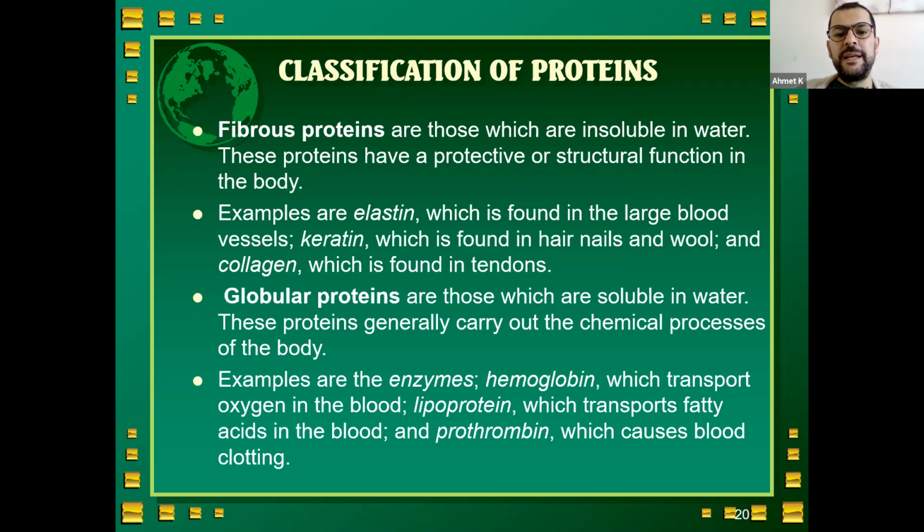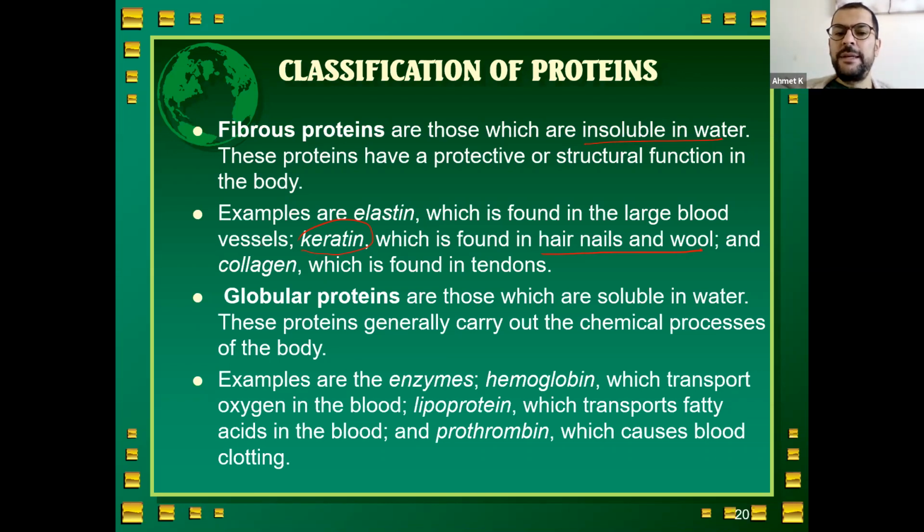And this is one of the last definitions of proteins, how we are classifying them. The first one is fibrous proteins, and these proteins are insoluble in water. Why are they insoluble in water? Because they have to be. If you think about keratin, for instance, which is found in our hair and nails, it is insoluble. If these proteins were soluble, they would melt away, and we would not have any nails or any hair.